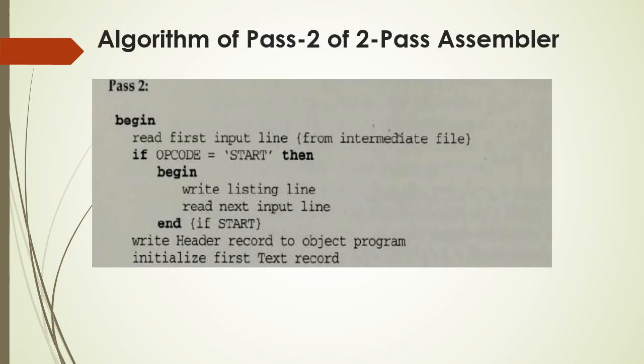So this is the pass 2 of a 2 pass assembler. You know what this algorithm will do in the pass 1. In the pass 1 it will generate the symbol table. In the pass 2, this algorithm will assemble instruction. That means it will translate the operation codes into object code, and also it will generate the data values defined by byte, word, etc.